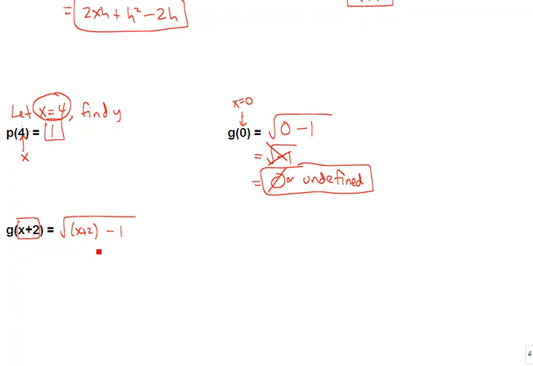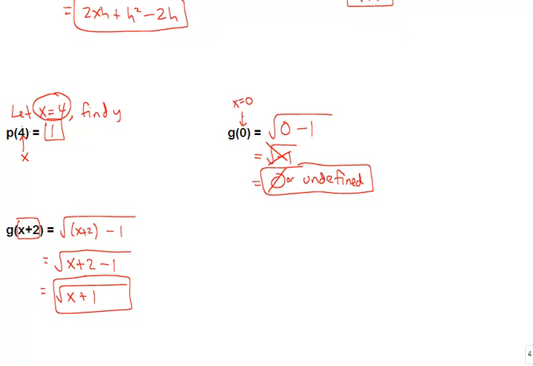And then to simplify here, we actually don't need the parentheses in this particular function because there's no square or no number out front that would need to be distributed. So we can drop the parentheses, and then just combining like terms, plus 2 minus 1 just becomes plus 1. And so our final answer is the square root of x plus 1.